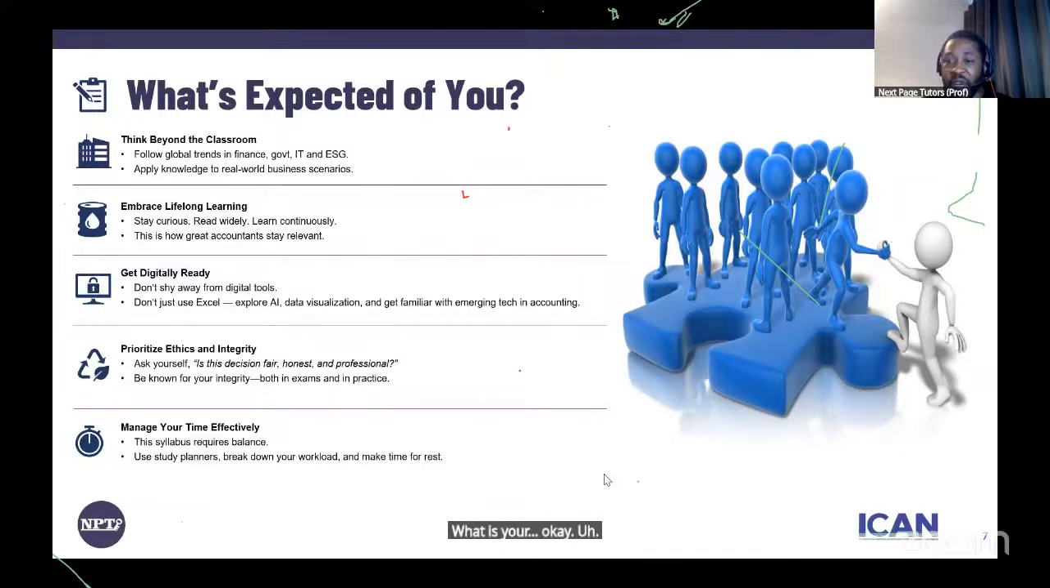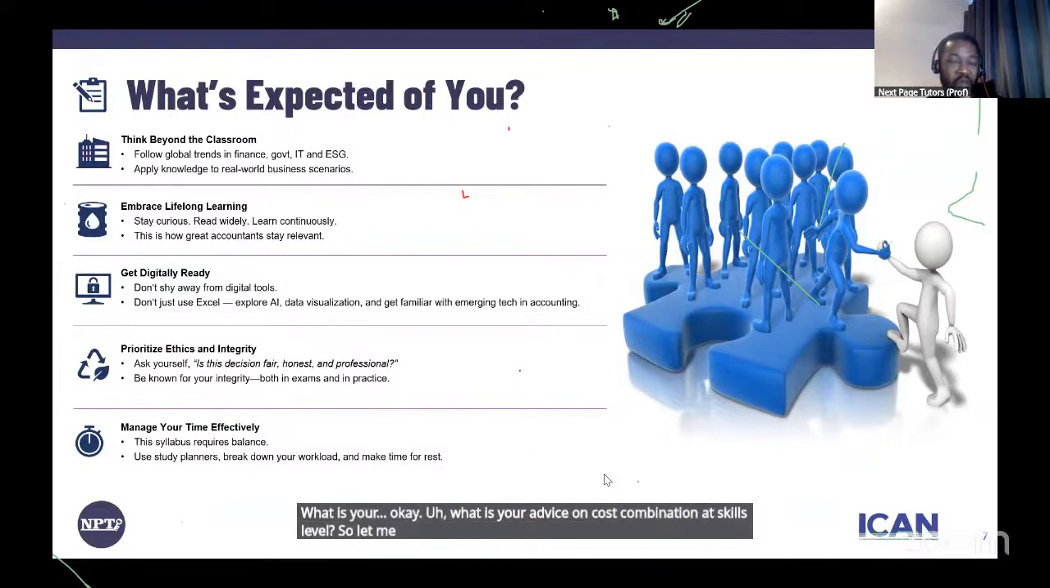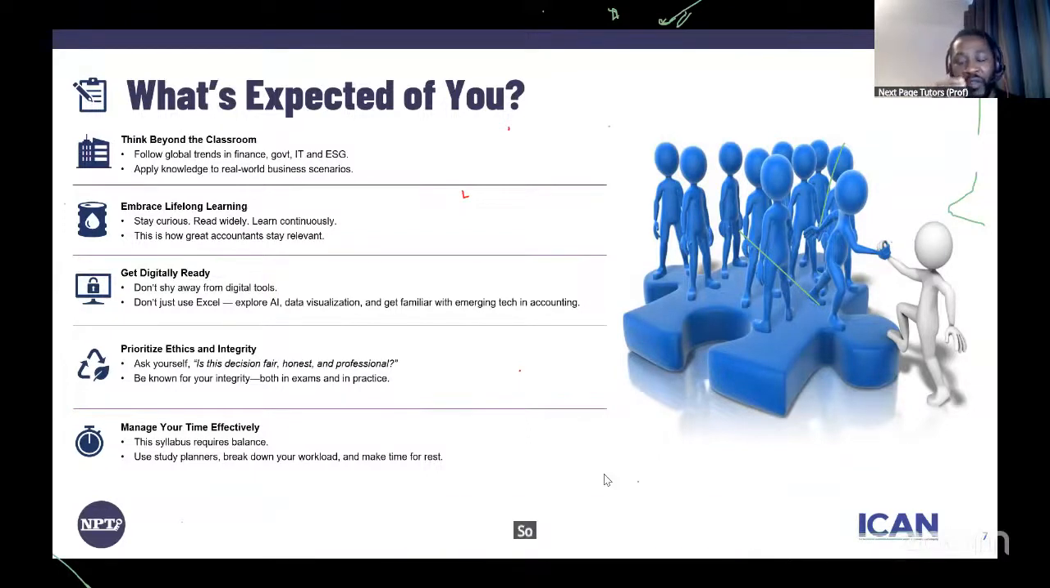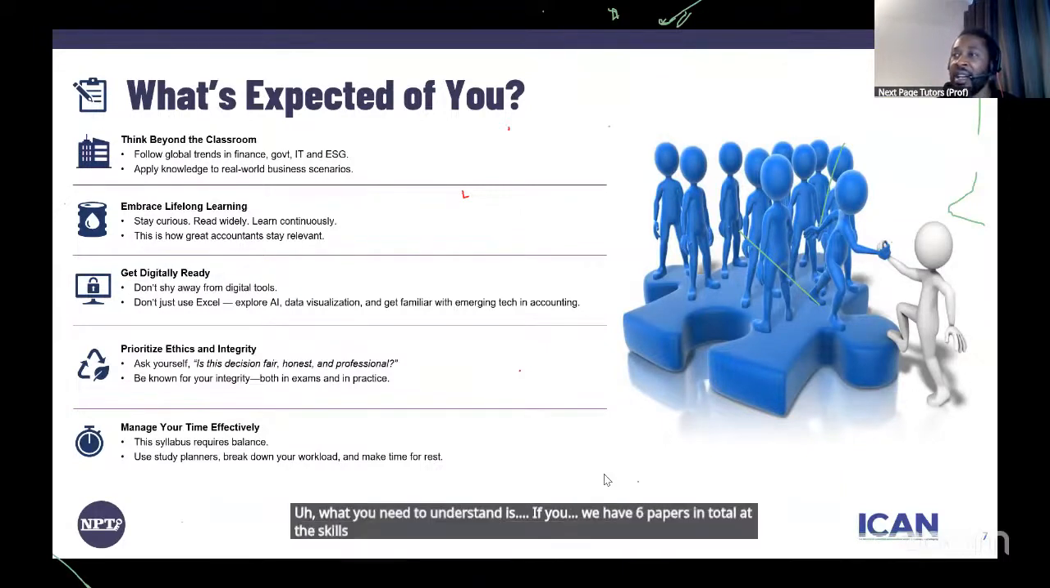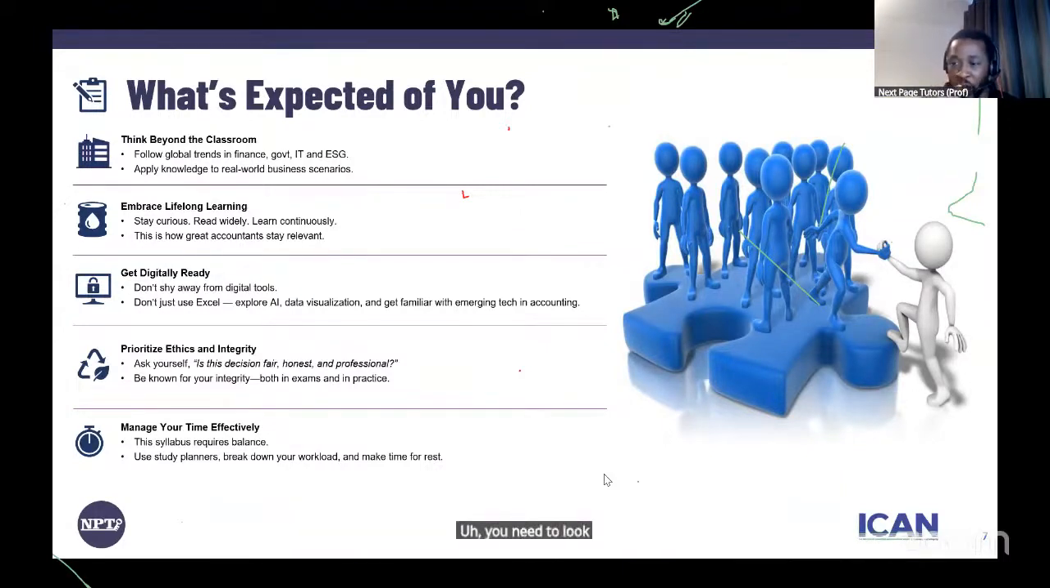Another question here says, what is your advice on course combination at skills level? So let me just brief you on this right now. I will talk about both skills and professional level. What you need to understand is, if we have 6 papers in total at the skills level, you need to look at your diet, how you're splitting.